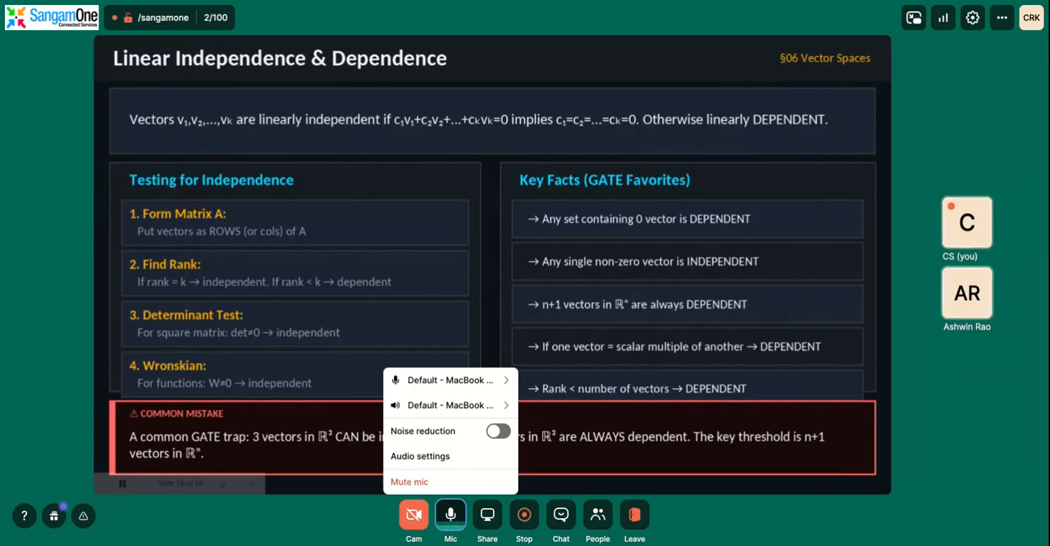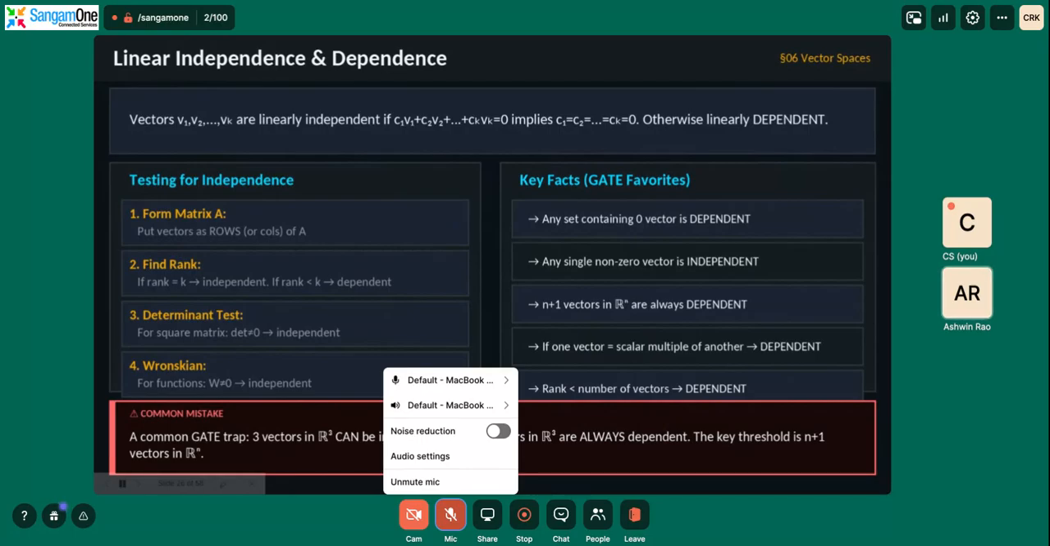Testing for independence involves forming a matrix, finding the rank, and testing the determinant. For a square matrix, if the determinant is not equal to 0, it is independent. For functions, if the Wronskian W is not equal to 0, they are independent. Here the key facts: any set containing the 0 vector is dependent, and a single non-zero vector is independent.